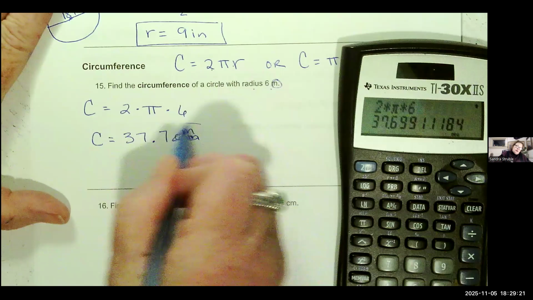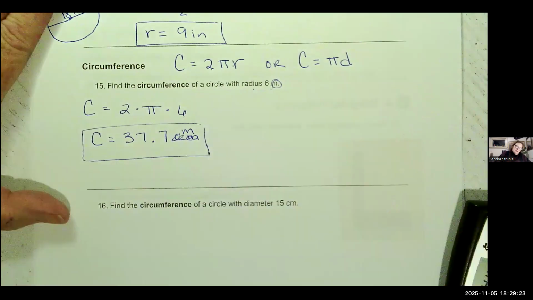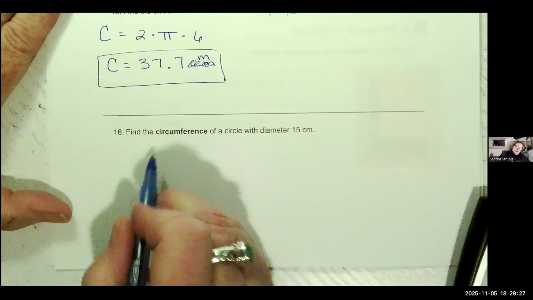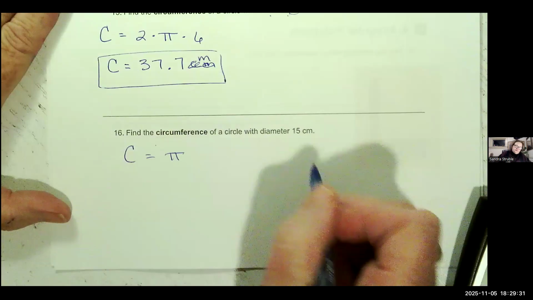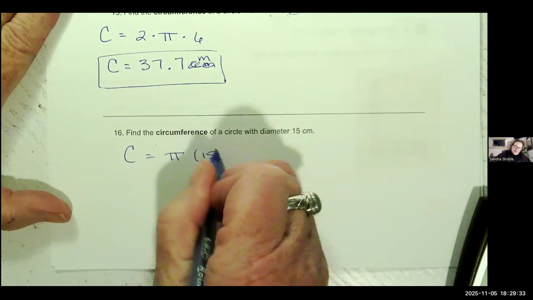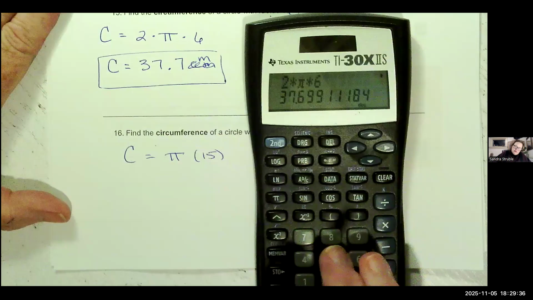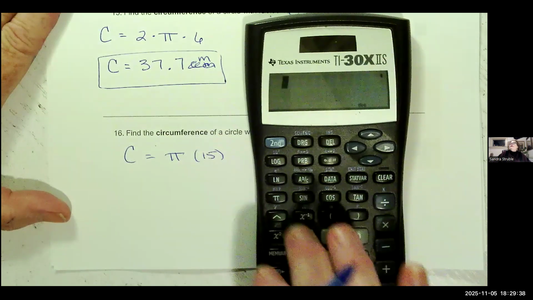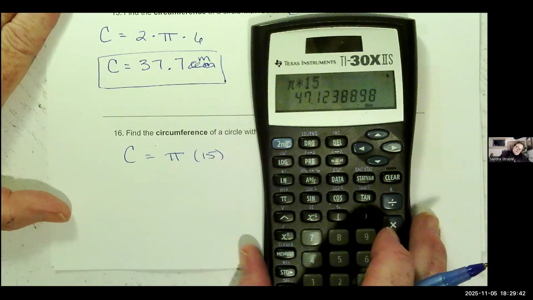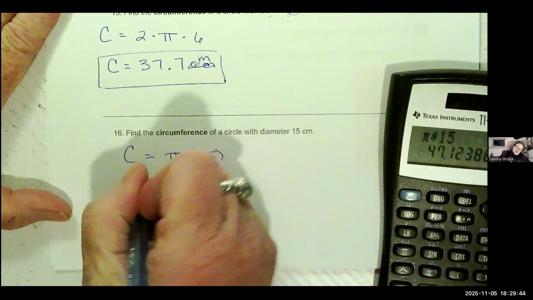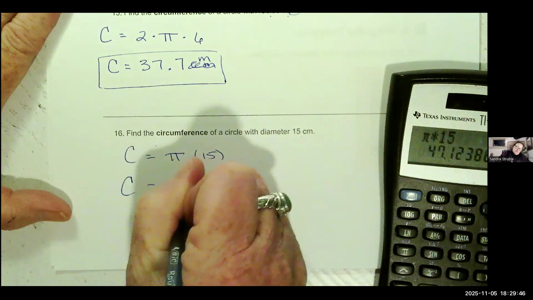All right, and then in your area, oh, nope, let's come down here. We're still doing circumference. The circumference for this one is pi times the diameter, which is 15. So pi times 15 is 47.12. So I'm going to just do 47.1. And the unit is centimeters.